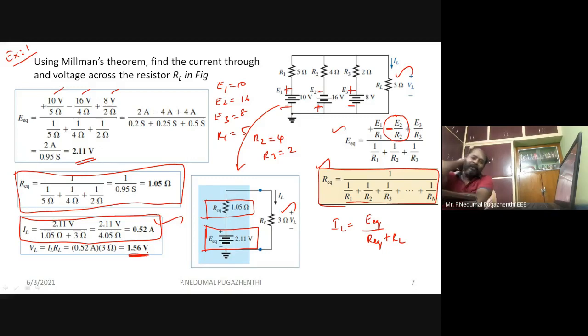So applying Millman's theorem here, we are able to find the voltage and the current corresponding to this 3 ohm load resistor. Is that okay? This is method one, where I will be using the formula directly. Am I right? I've been using this formula directly, finding E equivalent and R equivalent. Am I right or not? Hello, everybody, please tell me whether you have understood the problem.